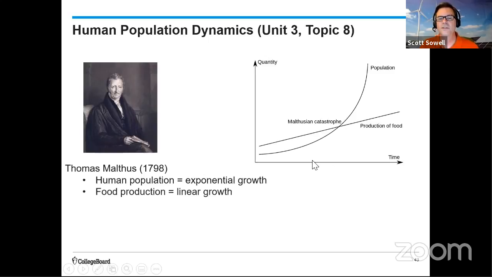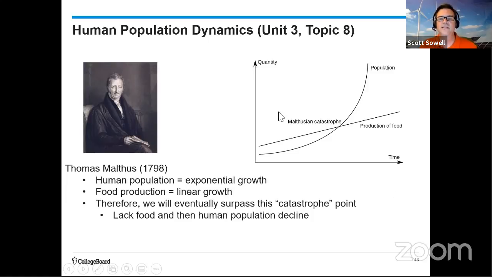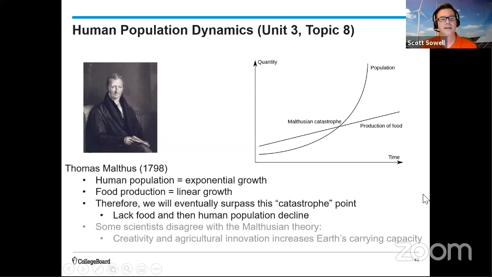But he said, unfortunately, food production is pretty linear. We don't see that exponential growth in food production. So at some point, we're going to reach this catastrophe point, the point in which we just don't have enough food, and so population is going to start to decline. Some people disagree with that and say that because of the creativity and agricultural innovation that we've accomplished, we simply increase the carrying capacity. Just think about all the things that are involved in the Green Revolution or all the current modern agricultural practices that greatly increase yield. Well, maybe that's enough to raise the carrying capacity for human beings on the planet.